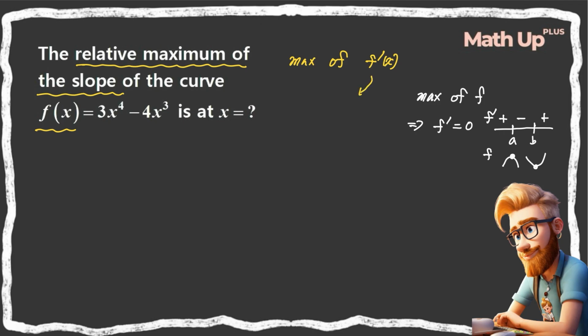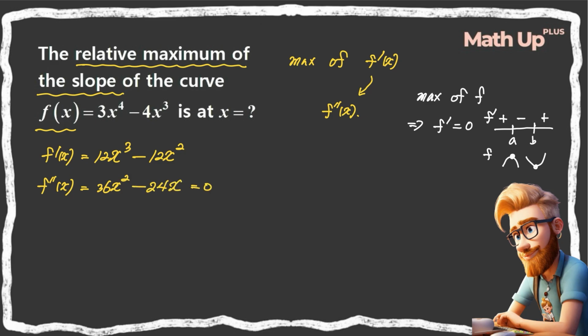So in order to find maximum of f prime, we have to find the derivative of this function. And the derivative of this is the second derivative, f double prime. So let's find the second derivative of f. F prime of x is equal to 12x cubed minus 12x squared. F double prime of x is equal to 36x squared minus 24x. And set that equal to 0, and we have to find the value of x where the second derivative is equal to 0. Those x values are critical points of f prime of x.